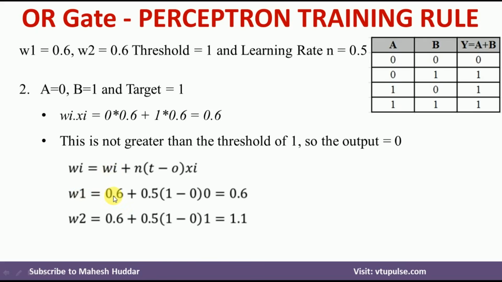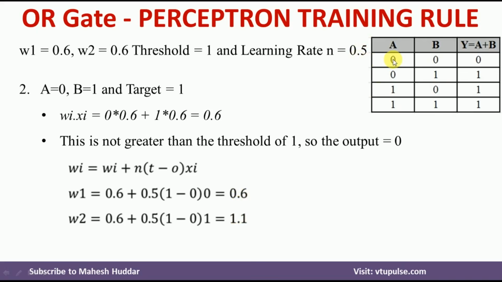So W1 is equal to W1, that is 0.6, plus 0.5 into (1 minus 0) into 0. 0.5 is the learning rate, the target is 1, the actual output is 0 here, and xi is the input associated with W1, that is A, whose value is 0 here. The answer is 0.6. Similarly W2 is calculated, which is equivalent to 1.1. So the updated weights are 0.6 and 1.1.